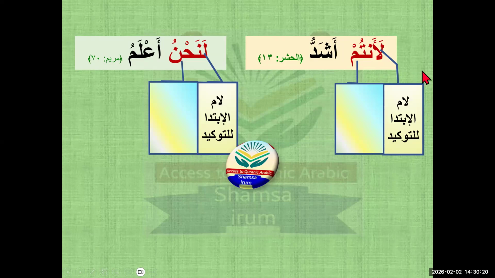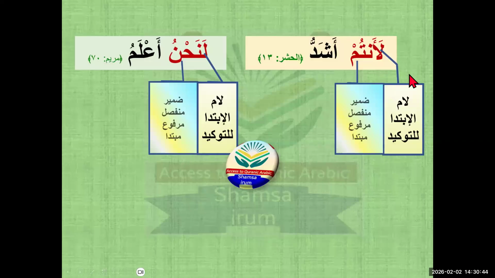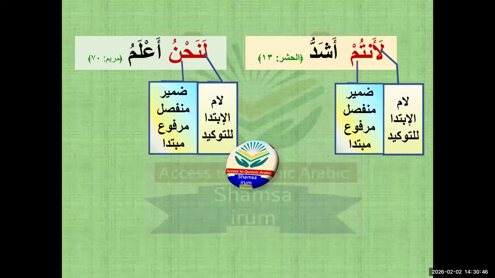They always are in marfu state, they are always in the nominative case. So nominative pronouns can never be connected with the lamu jar. If you see the lam with them, it means it must be the lamul emphasis, not the lamu jar, because lamu jar can never be connected with the marfu pronouns, with the nominative pronouns. This is a big clue for you to make it easy, inshallah ta'ala.